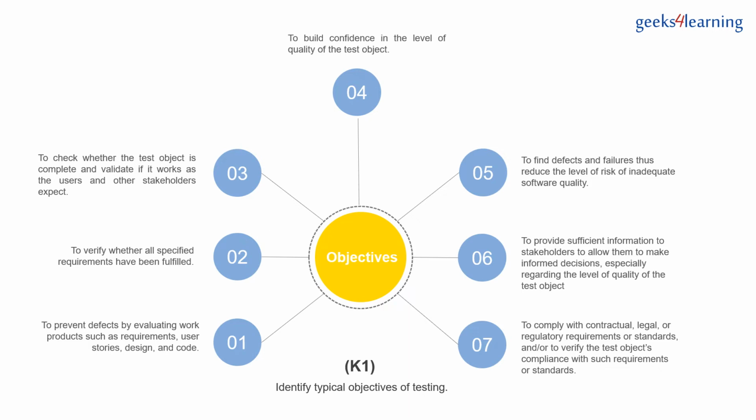To build confidence in the level of quality of the test object. To find defects and failures, thus reduce the level of risk of inadequate software quality. To provide sufficient information to stakeholders to allow them to make informed decisions, especially regarding the level of quality of the test object. To comply with contractual, legal, or regulatory requirements or standards, or to verify the test object's compliance with such requirements or standards.